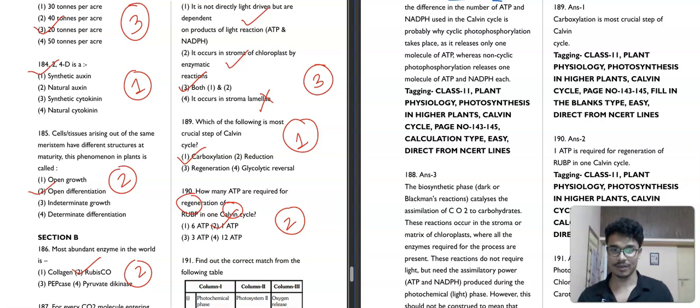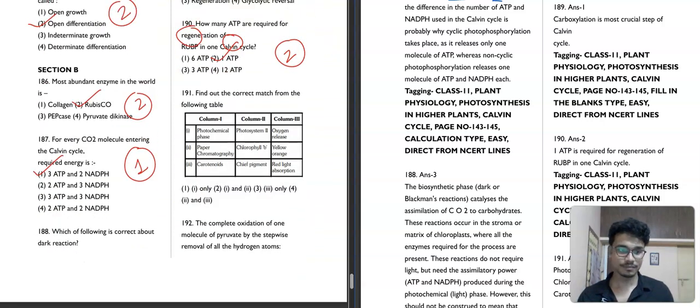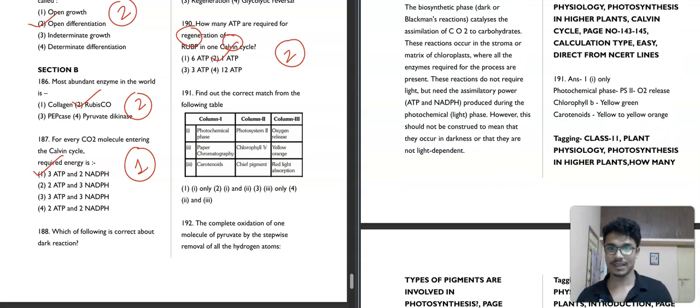Then question number 191. It is saying, find out the correct match for the following table. Photochemical phase, photosystem 2, oxygen release, and then paper chromatography, chlorophyll b, yellow orange. So in paper chromatography, chlorophyll b is yellow to green, not yellow to orange. Carotenoids, accessory pigment, then red light absorption, no, they have yellow to yellow orange absorption. This is the correct one. Photochemical phase, photosystem 2, oxygen release, this is the related one. So first option is our correct answer, first only.